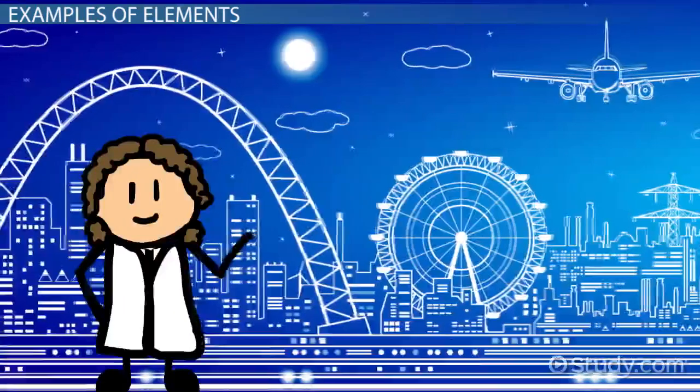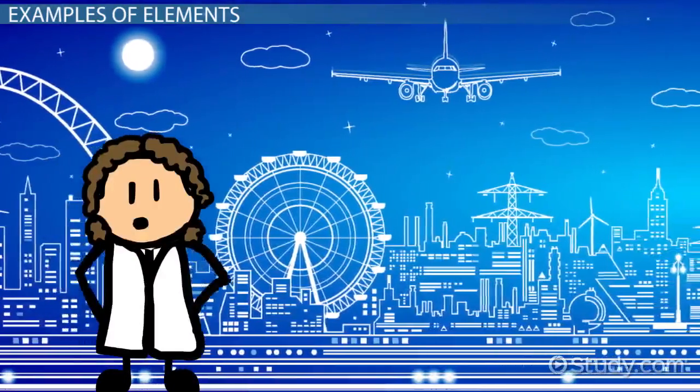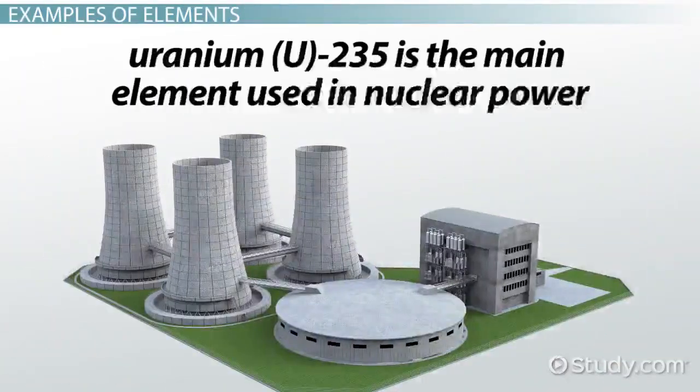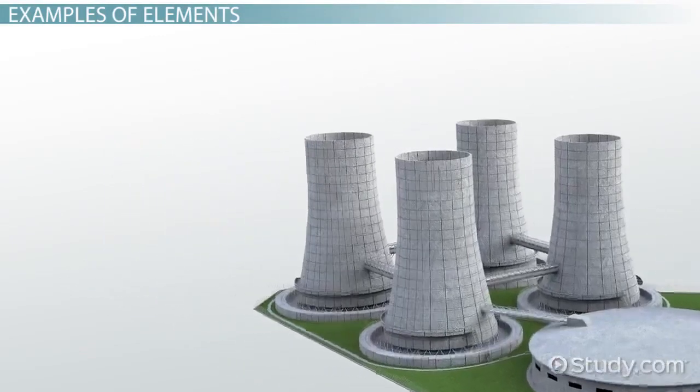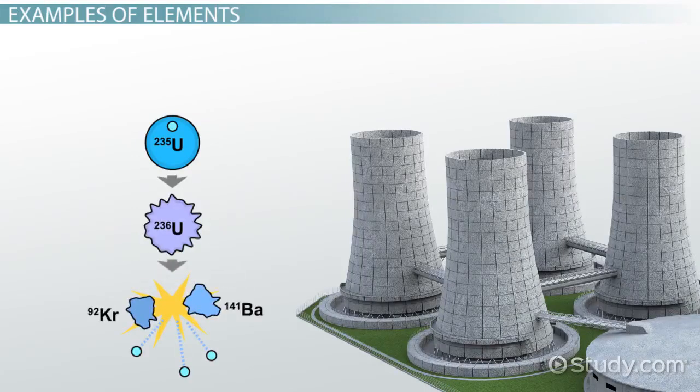Radioactive elements are everywhere. Here, we'll go over a few key examples related to energy production, archaeology, and medicine. Uranium, U-235, is the main element used in nuclear power. In huge reactor cores, U-235 is bombed with neutrons. As a result, the unstable isotope undergoes alpha decay and splits into new elements, as the protons and neutrons separate from the original element.